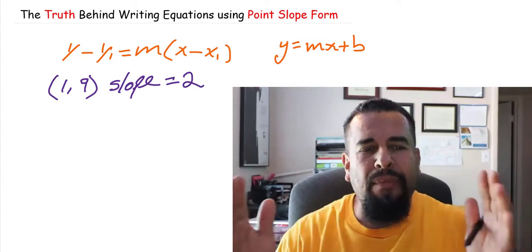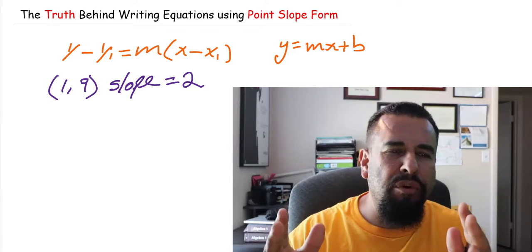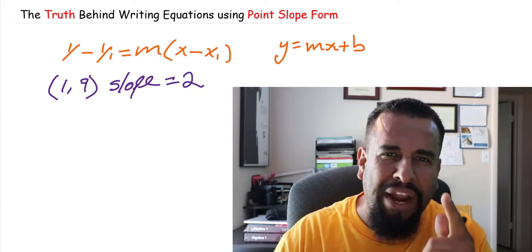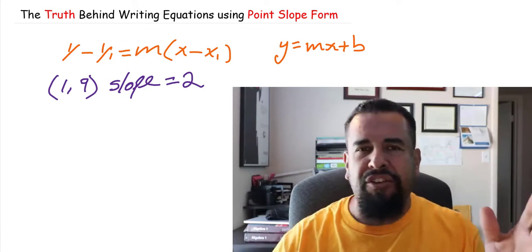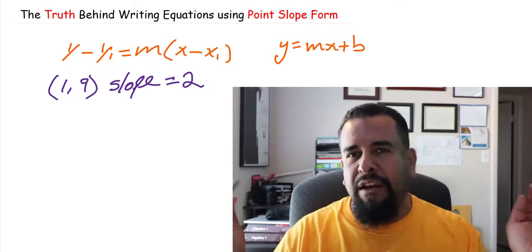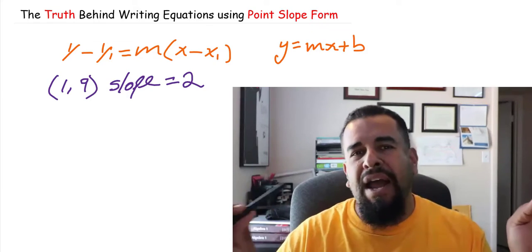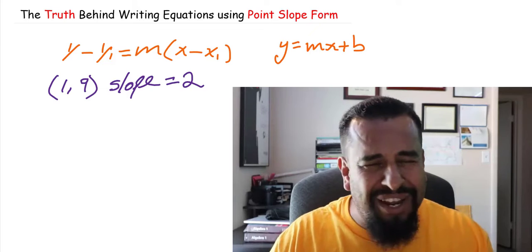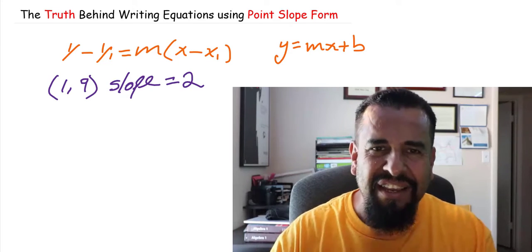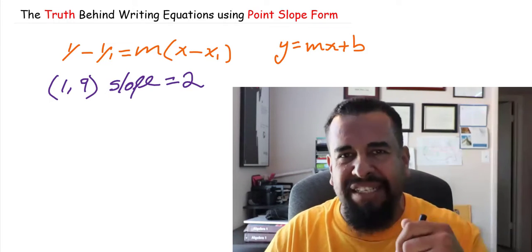Hey, listen, today I wanted to show you the truth behind writing equations using point slope form. Because every year you have teachers going out there saying, all right, now we've got to learn a new equation, y minus y1 equals m times x minus x1. What? Really? I'm going to show you how not to do it, okay?